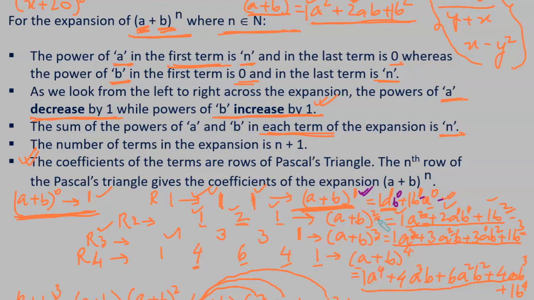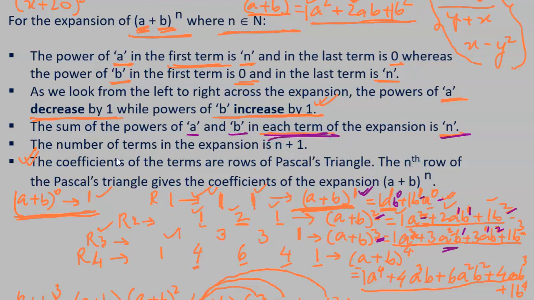For a plus b to the power of 2, it is 1a square and b to the power of 0. 2 plus 0 is 2. This one is a to the power of 1, b to the power of 1. 1 plus 1 is 2. This is 2 plus 0, again 2. Over here you see a square b, so 2 plus 1 is 3. ab square, 1 plus 2 is 3. Every time the power of a and the power of b when added will give us the value of n for each term.